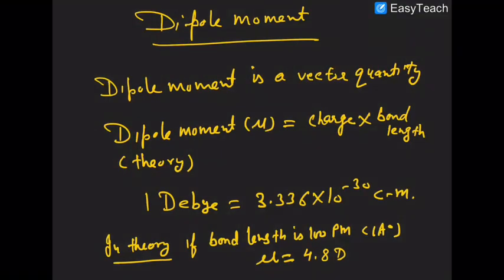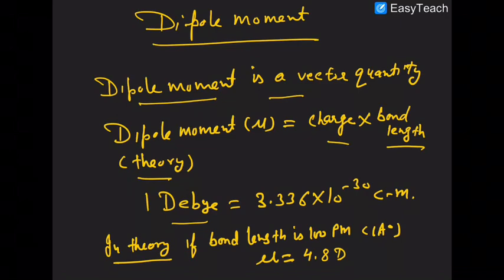Now in the previous class we have discussed the dipole moment. The dipole moment is a vector quantity. In theory, dipole moment is equal to charge into bond length. The charge value is 1.6 into 10 power minus 19. Bond length is usually given in picometer or in angstrom, so you convert it into meter and then find the value. In theory, 1 D equals 3.336 into 10 power minus 30 coulomb meter.